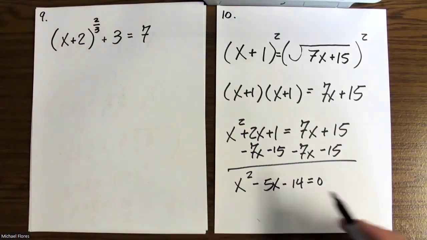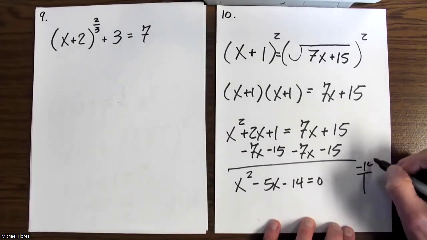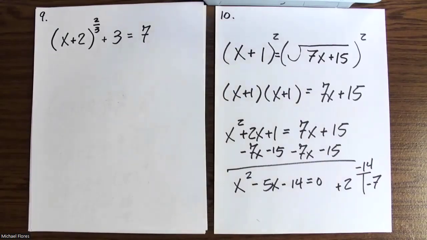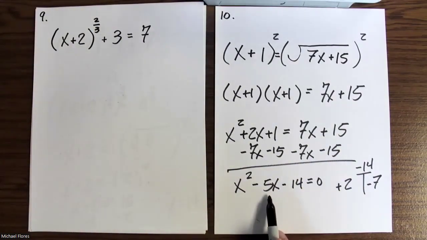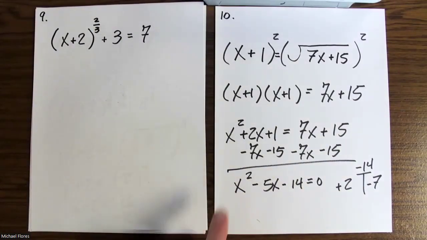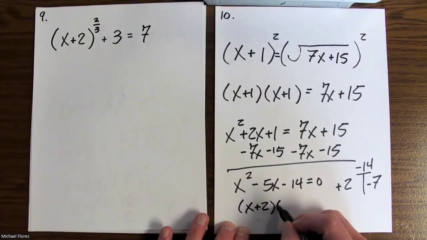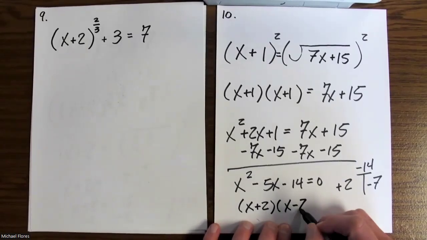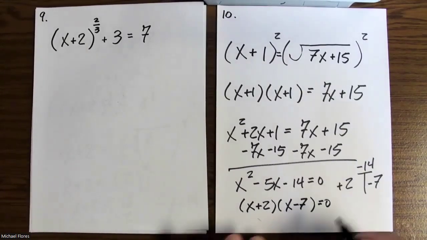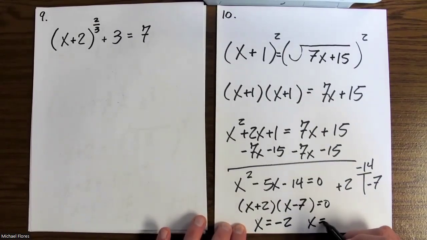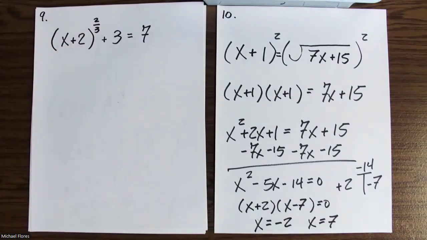Let's do it. A times C, that's negative 14. 2 times negative 7 is negative 14. And 2 minus 7 is negative 5. Since your leading coefficient is positive 1, go right to factored form. And then if you set both of these equal to 0 and solve, you're going to get -2. You're going to get +7.